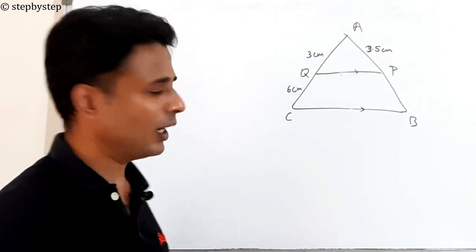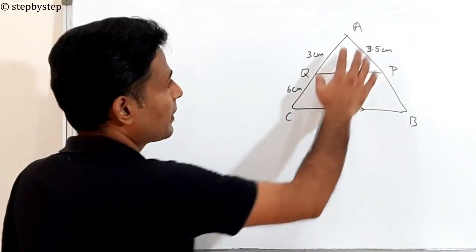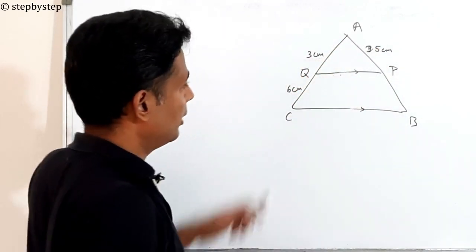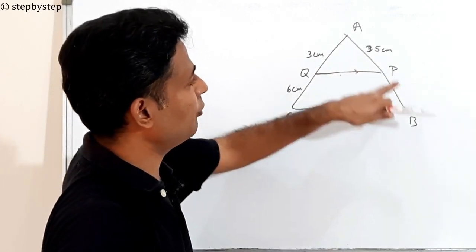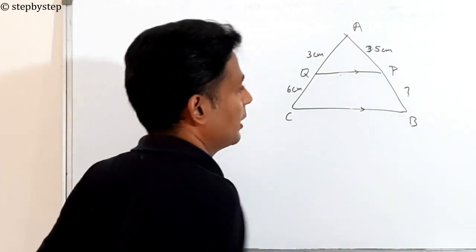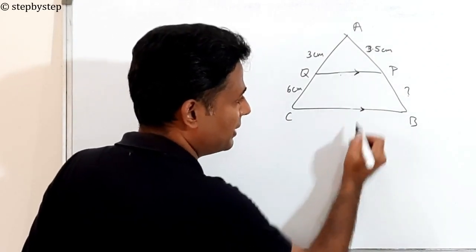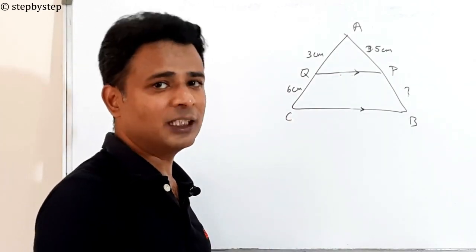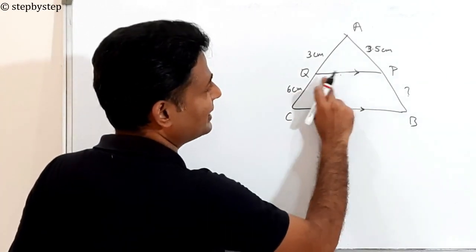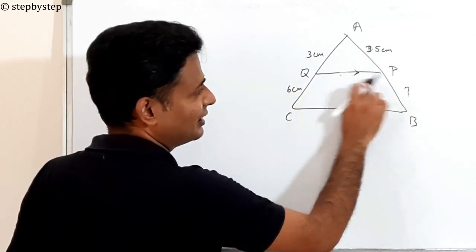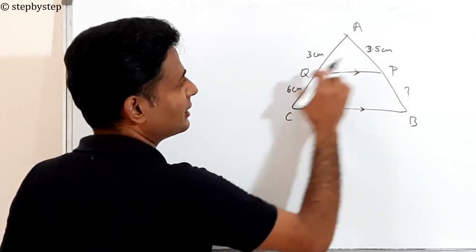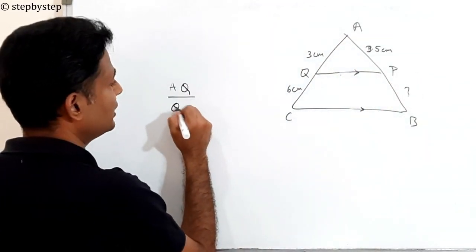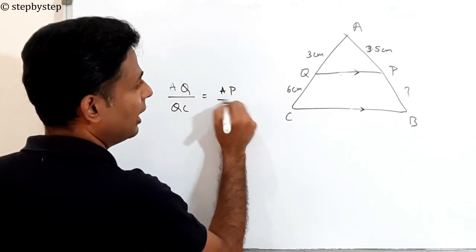Alright guys, first problem in BPT. They have said AQ is 3 centimeters, QC is 6 centimeters, AP is 3.5, and we have to find PB. And see, since they have marked this like this, it means it is parallel. Sometimes they'll tell you it's parallel, sometimes they'll only mark it, or sometimes they'll do both. So since they marked it like this, this is parallel to this. So this by this will be equal to this by this. So what will we have? AQ by QC equal to AP by PB.